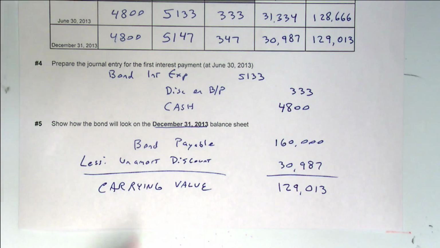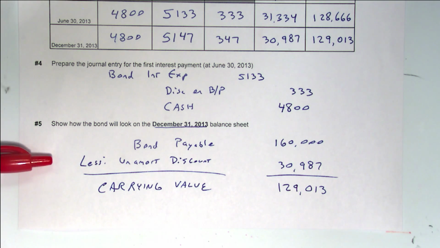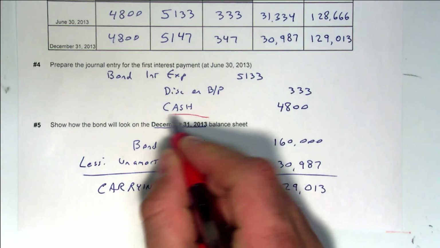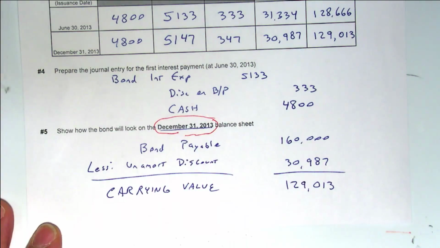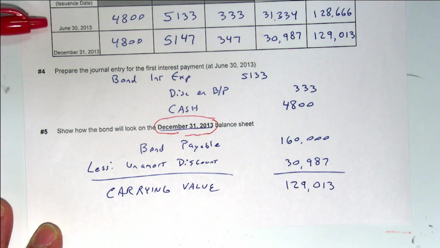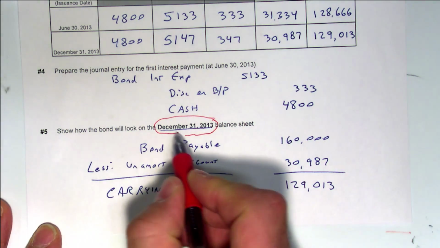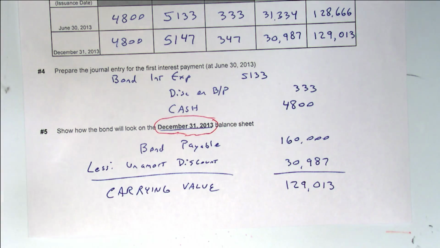Now, a few of you didn't read the question and you just gave me the journal entry for the bond at maturity date, because a lot of times that was the last question I asked on those handouts. But that's not what I asked here, is it? I didn't ask for the journal entry at the maturity date. I asked how the bond will look. And always make sure that you look at the date I'm asking about. Some people did this date up here, June 30. No, I'm asking for December 31, 2013.